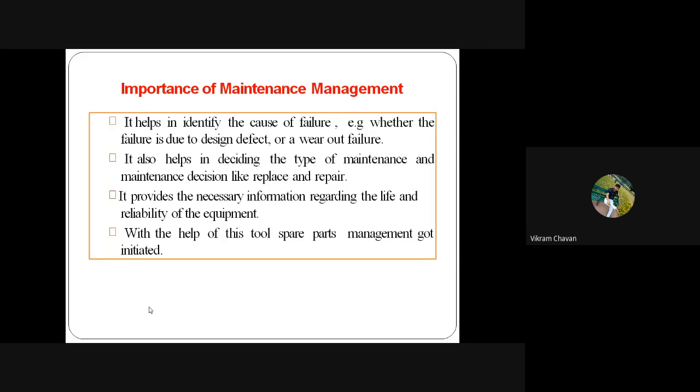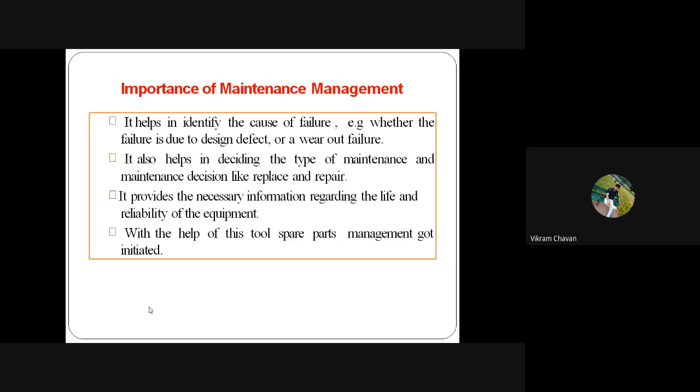Then it also helps in deciding the type of maintenance, and maintenance decisions like replace and repair. Please note down everyone: like replace and repair, full stop.